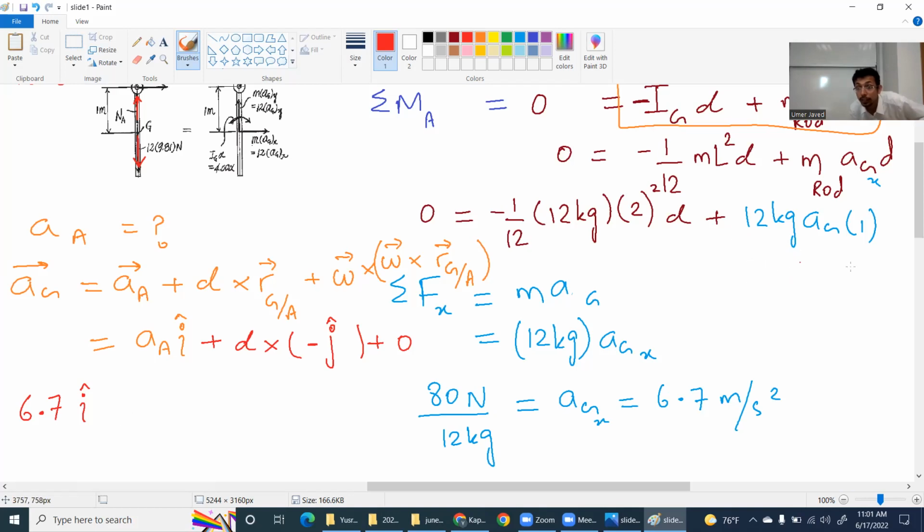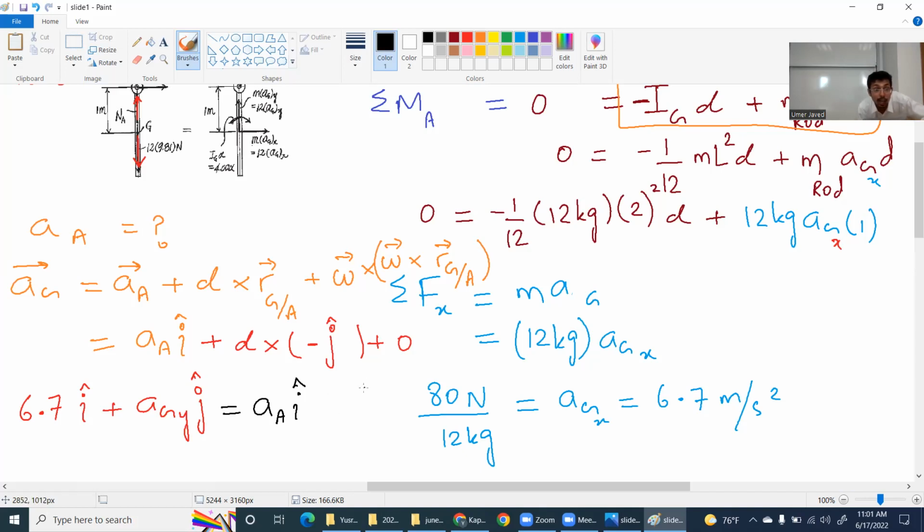This is a_G x. What is a_G y? Any student who can tell us, will we have a_G y? Oh, of course. Because the rod can rotate, it will have a horizontal component of acceleration and also a vertical component of acceleration. So it is equal to a_A, and we will have alpha. I think we found it, right?